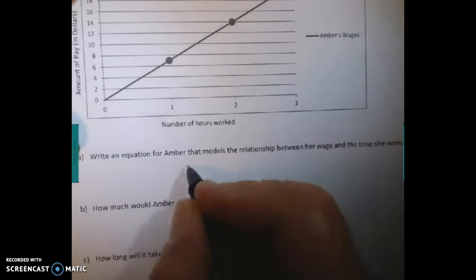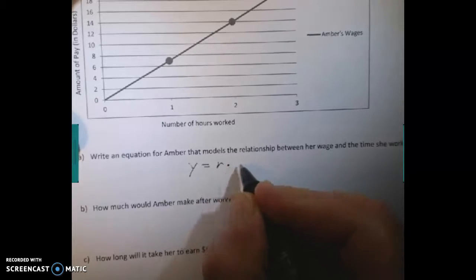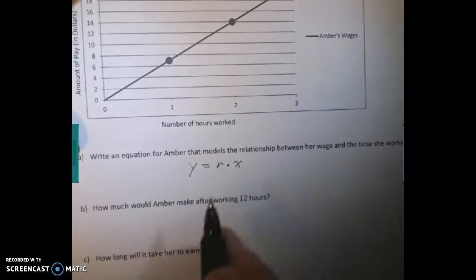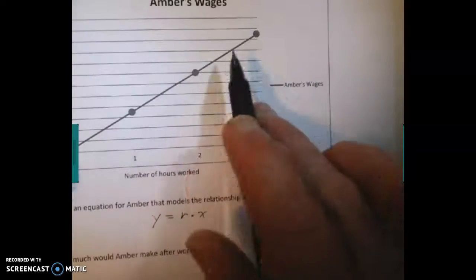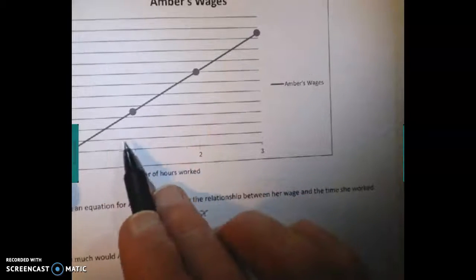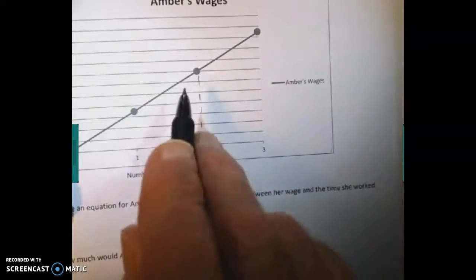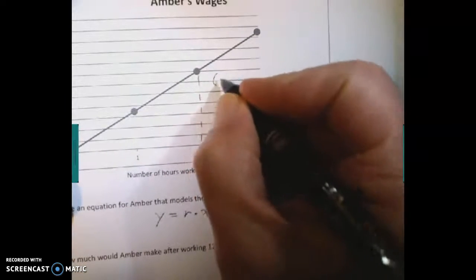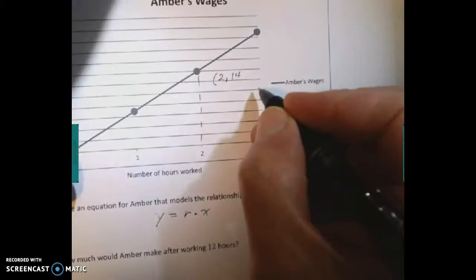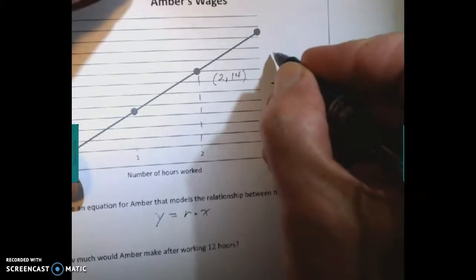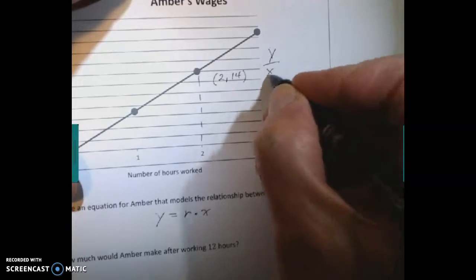Remember, when you're writing your equation, you're wanting to set it up as y equals r times x, where r is the unit rate. So the first thing we need to do is find her unit rate. You can find it using any of the points on this line. I would urge you to use one that you can clearly read, like this one. When x is 2, the y value is 14. And again, our unit rate is always going to be y values over x values.